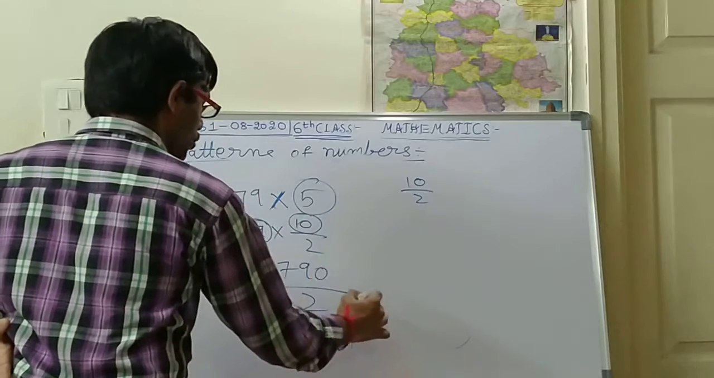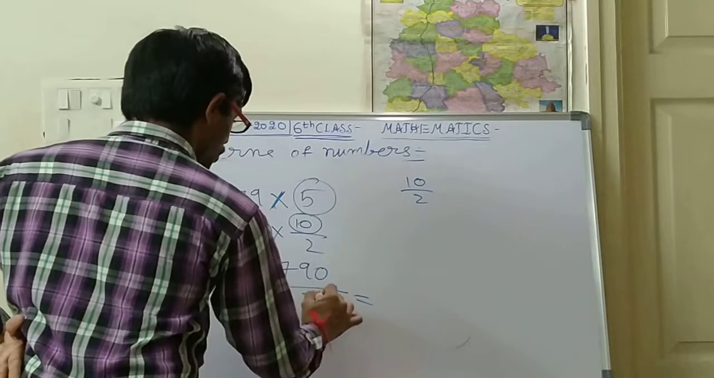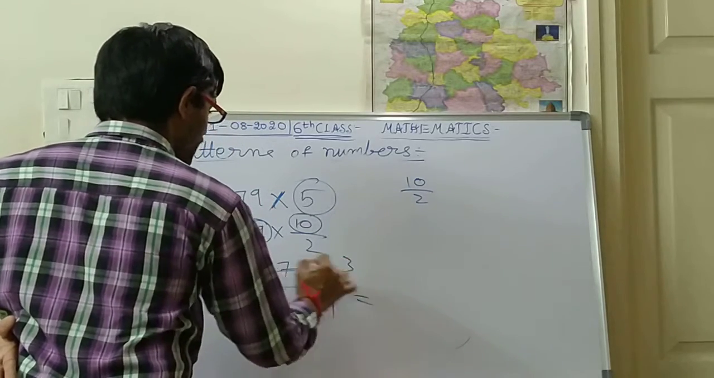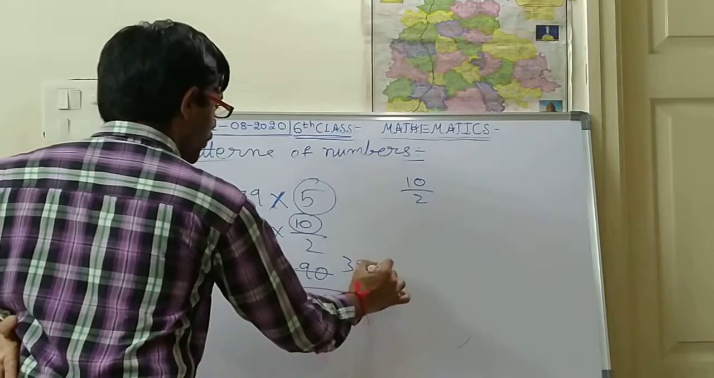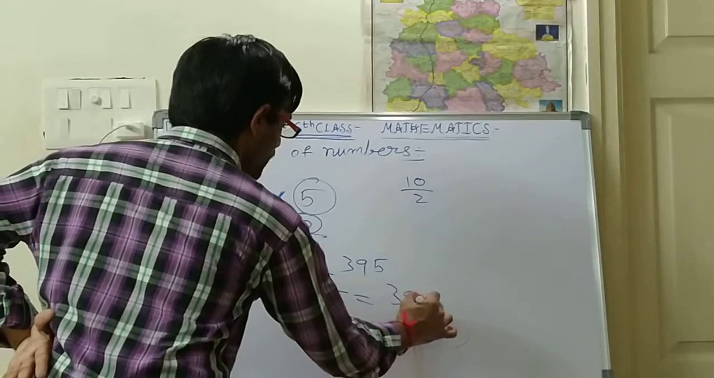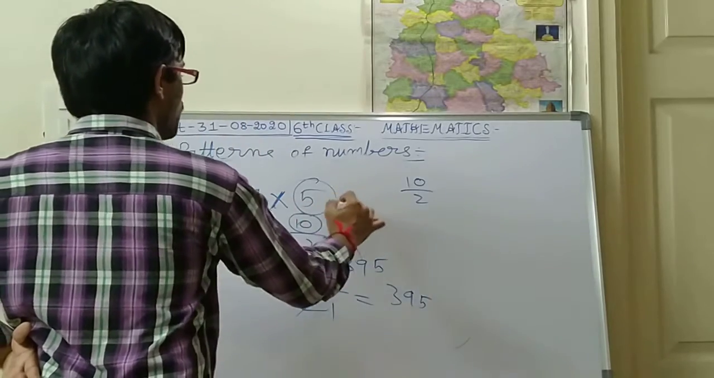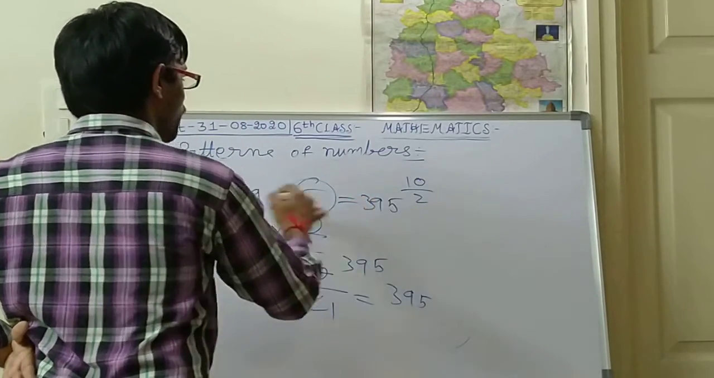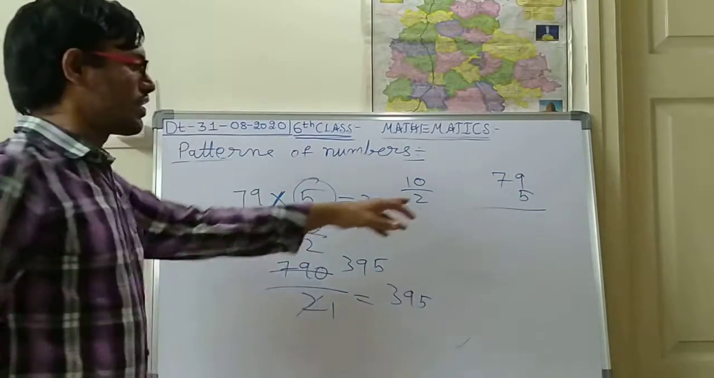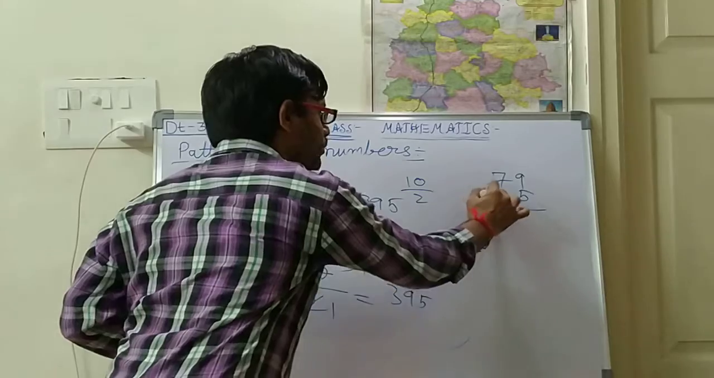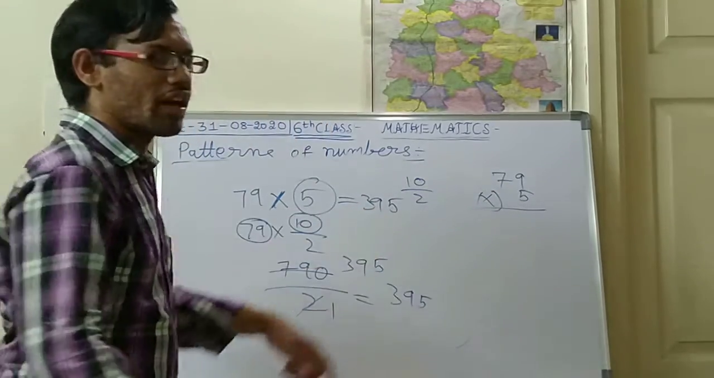Cancel in the 2 table. So 2 ones, 2 threes, 6, 1. 2 nines, 18, 1. 2 fives. So 395 is the answer. So 79 into 5 is 395. If you want to, you can cross check. 79 into 5, if you do the multiplication, you will get the same 395.